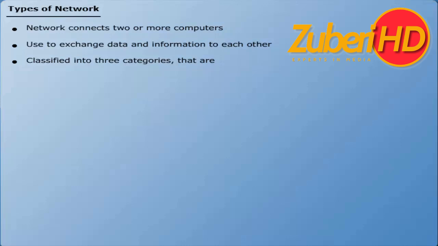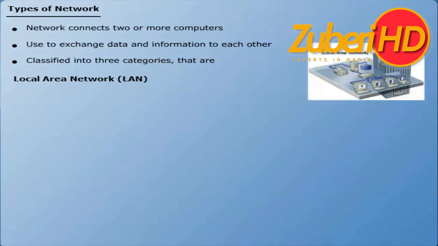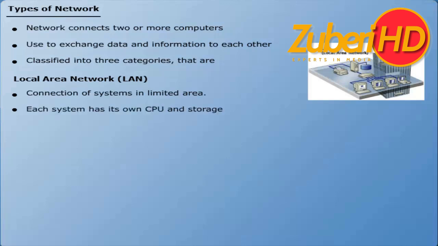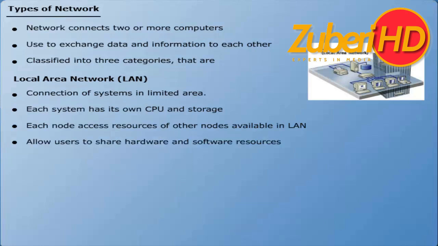Local Area Network or LAN. A local area network connects a group of computers and devices with each other within a limited geographical area. Each node in a LAN has its own CPU and storage area. In addition, it has the access to the resources of other nodes available in LAN. It allows the users to share hardware and software resources in LAN. They can also communicate with each other by sending messages and emails.